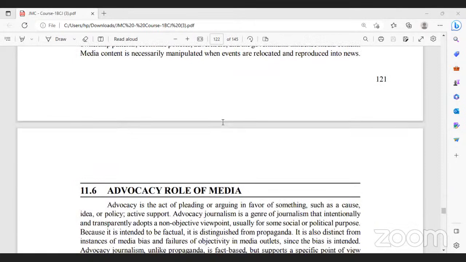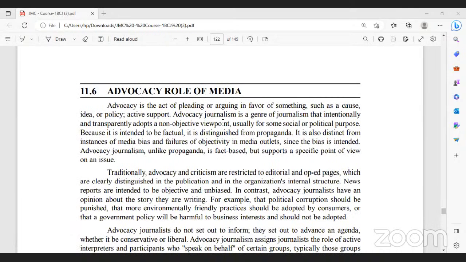Then the advocacy role. Advocacy is the act of pleading or arguing in favor of something, such as a cause, idea, or policy, or by giving active support. So advocacy journalism is a genre of journalism that intentionally and transparently adopts a non-objective viewpoint, usually for some social or political purpose. As it is intended to be factual, it is distinguished from propaganda, and it also has a distinction that the media can be biased or fail to report objectively. So advocacy journalism is fact-based and supports a specific point of view on an issue.